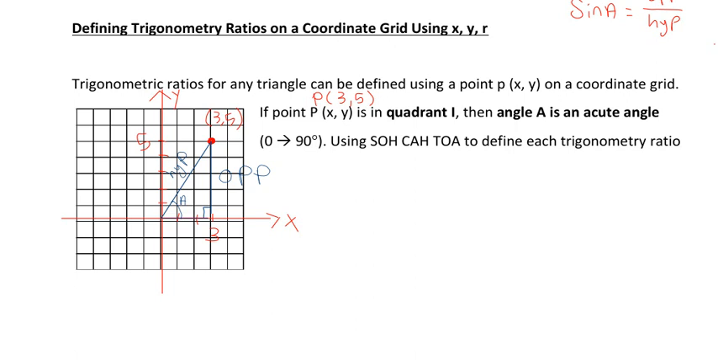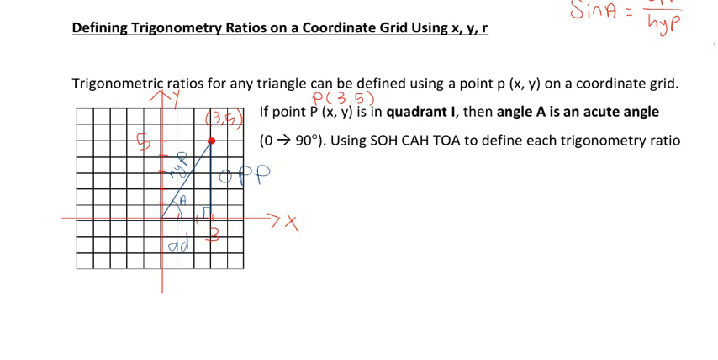Okay. So I have this. Just for those of you, I know it's hard to see, but this is my point P, which is (3, 5). This is my angle A. This is the opposite. This is the adjacent. This is the hypotenuse. Now, what's the measurement of the opposite? 5. What's the measurement of the adjacent? 3. What's the measurement of the hypotenuse?